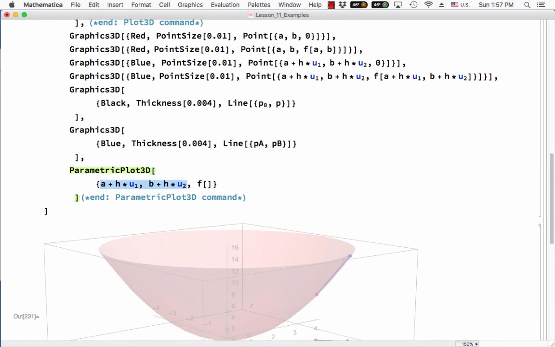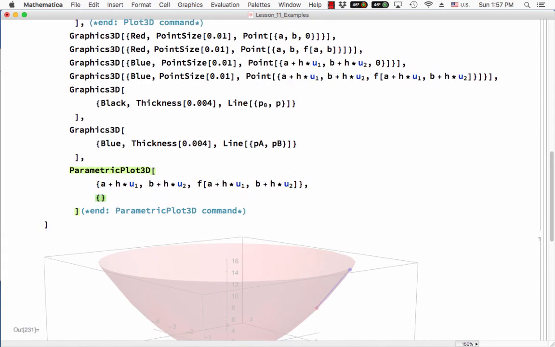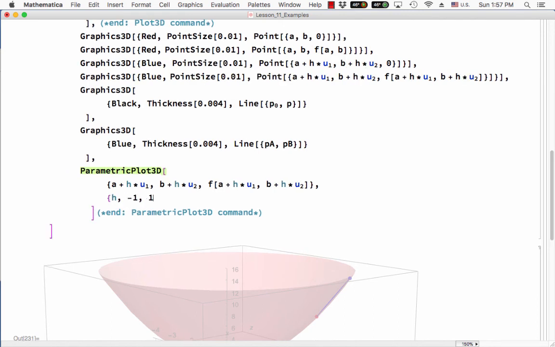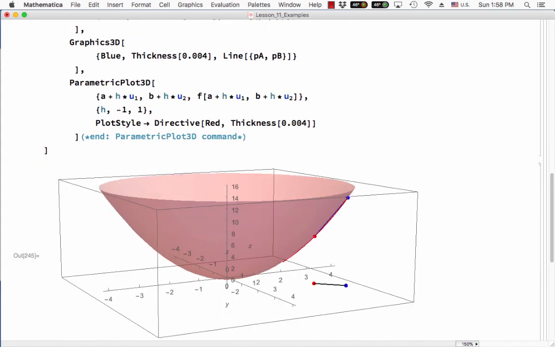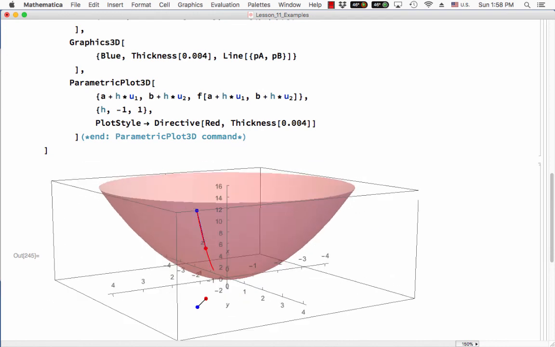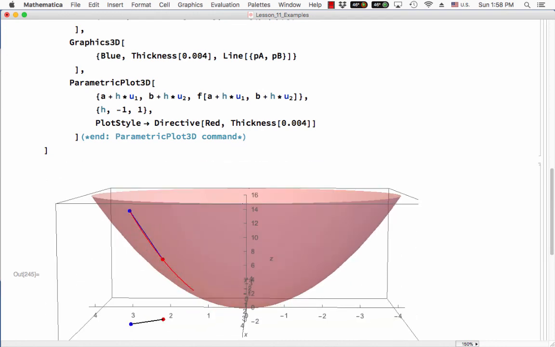So here I'm just going to copy and paste. And I think we said that h should be some region around 0. So maybe we go from like -1 to 1 for this h value. And since this is a plot, we can do plot style. And then we call this directive, and then I think we called this red, and then maybe the thickness is what we want to control. And it looks like 0.004 has been working kind of good for us. Okay, so there's the curve that we want to move along.